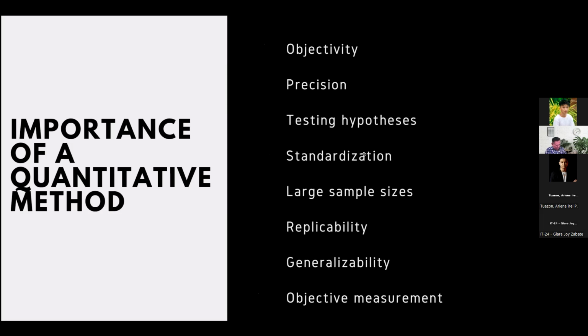Next is objective measurement. Quantitative research methods rely on objective measurement tools such as surveys, questionnaires, or behavioral observations. These tools help to minimize the influence of researchers' bias, increasing the accuracy and reliability of the data. Next reporter, please.